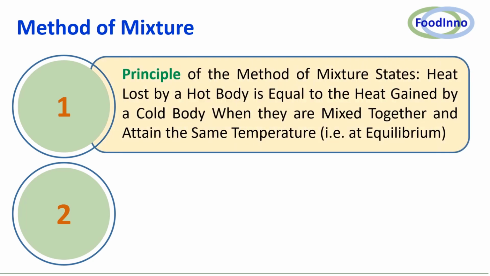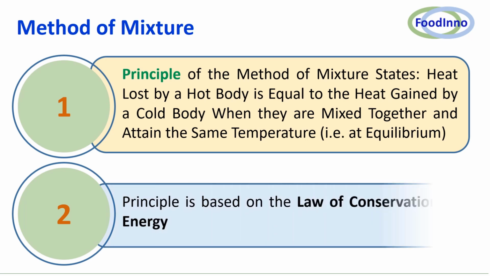Principle of the method of mixture states heat lost by a hot body is equal to the heat gained by a cold body when they are mixed together and attain the same temperature, that is at equilibrium. Principle is based on the law of conservation of energy.